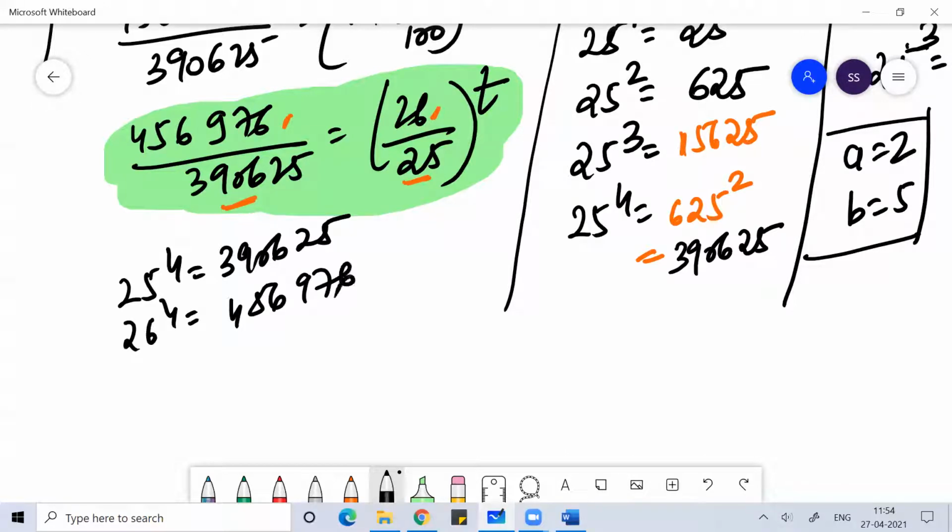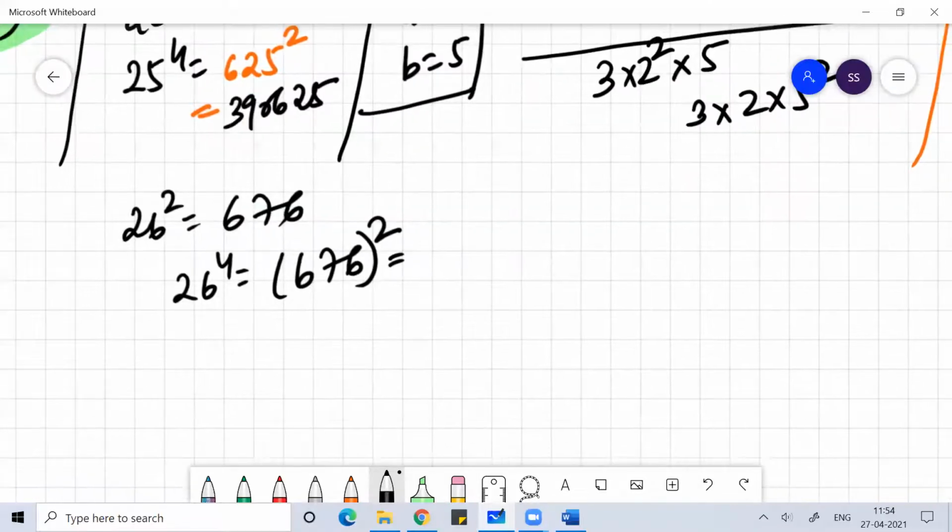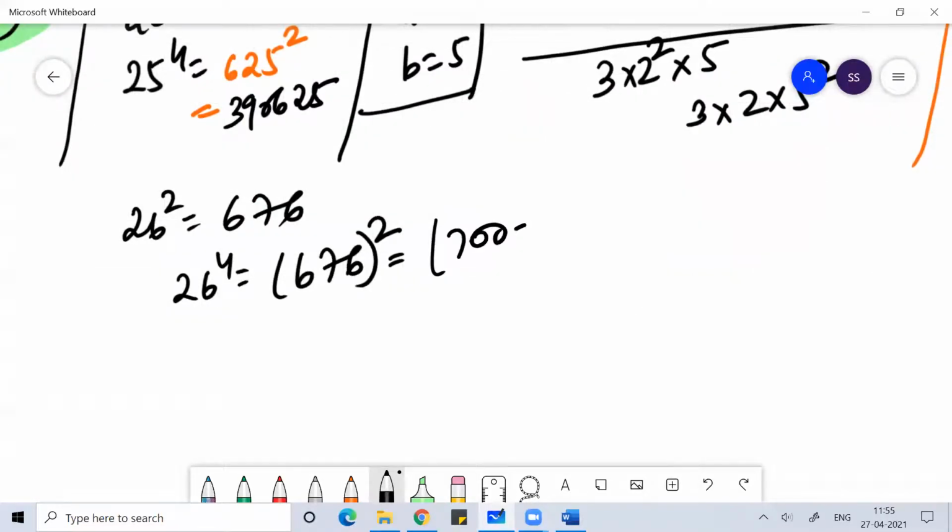456976. If you want, we can do that also. 26 square, you know that is 676. So now if I want 26 to the power 4, I need to do 676 square. There's a method in Vedic math, I have taught you all this, how to do that. 676 square, you can write as 700 minus 24 square. 24 square is 576, right?